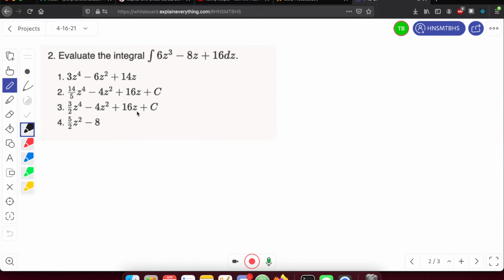All right, moving on to question 2, we're going to evaluate the indefinite integral of 6z cubed minus 8z plus 16. I'm going to have to remember to say z and not x here. I'm so used to that.